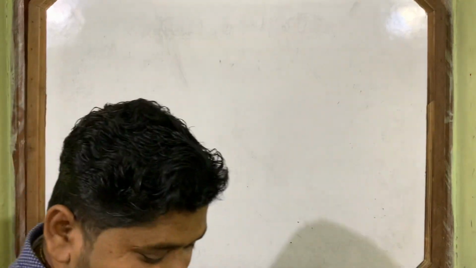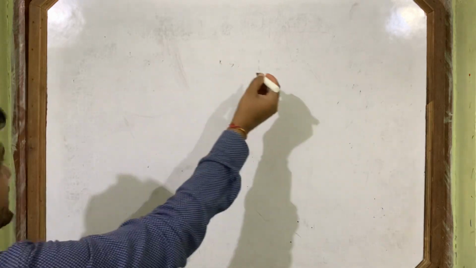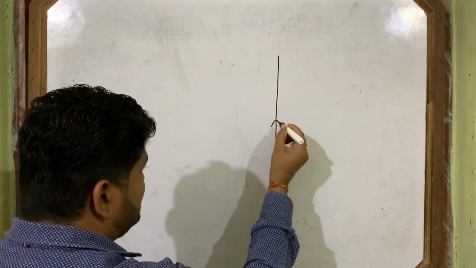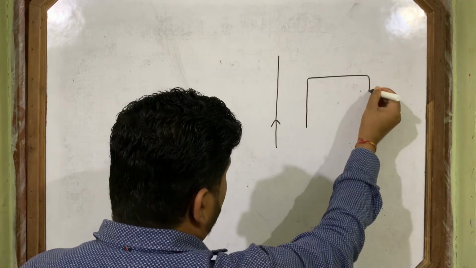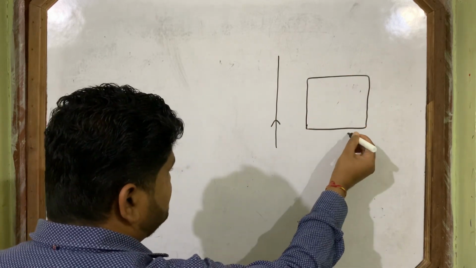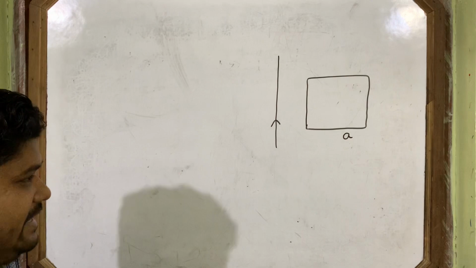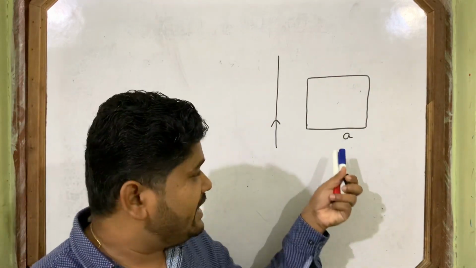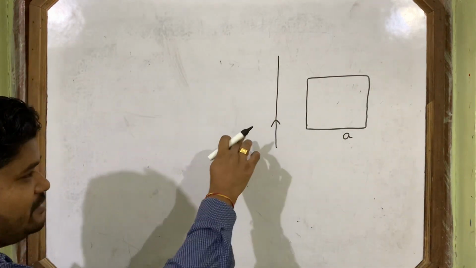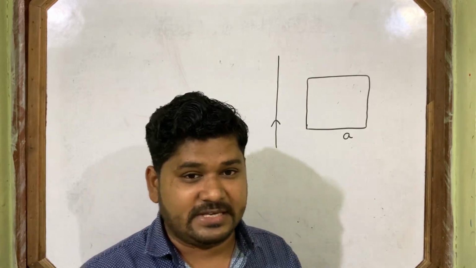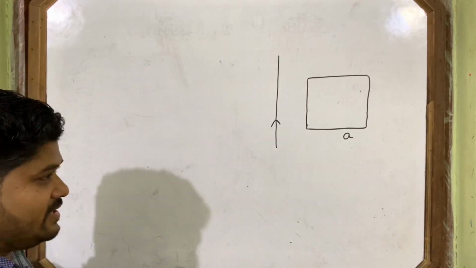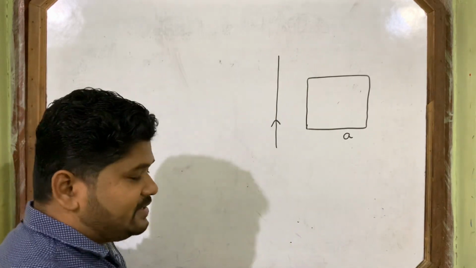Another question in your NCERT book is to find the mutual inductance when current passes in one infinite straight conductor, and one square loop of side A is placed near it. This is the square loop, A is the side. Find the mutual inductance for this system. This is one question from the NCERT book exercise. So, can you find it?